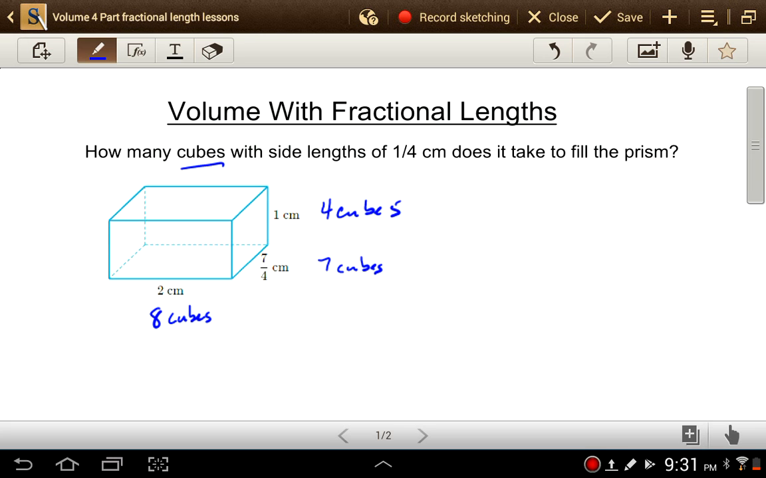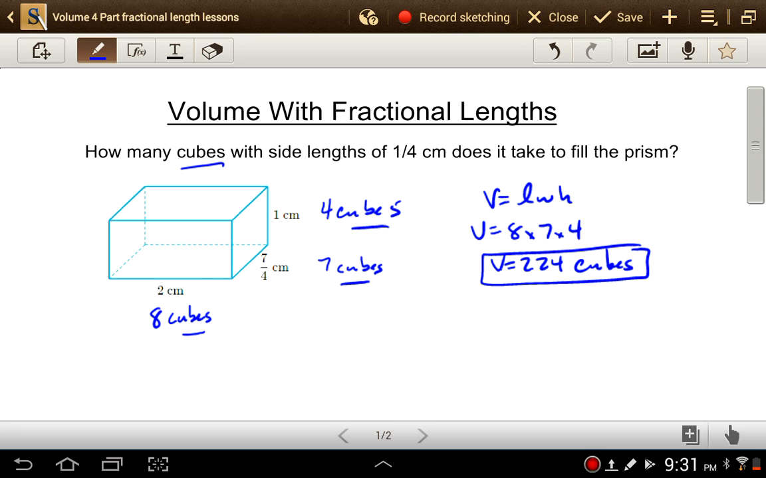Now I'm going to use my formula of volume equals length times width times height. And I do volume equals 8 times 7 times 4. And when I multiply that, I get volume equals 224. And my unit is not centimeters anymore. I've converted them. It's cubes. So I could get 224 cubes in that rectangular prism right there. Okay, I'm going to go ahead and move on to the next part.